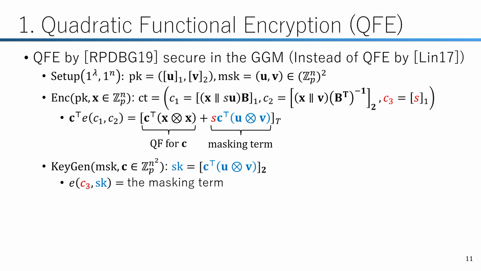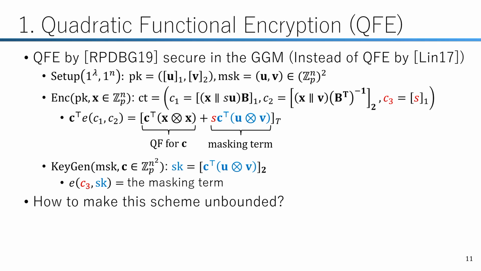So if we generate a secret key like this, so we set the secret key as the blue term, then pairing of C3 and the secret key reveals the masking term. So by subtracting this masking term from the above term, we can recover the quadratic function with respect to vector C.